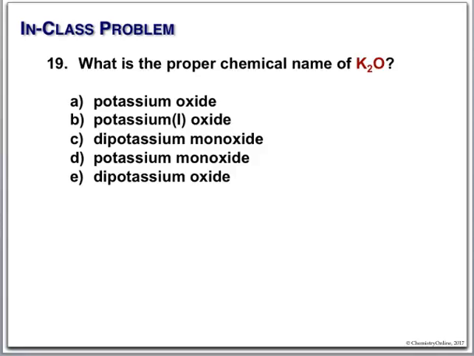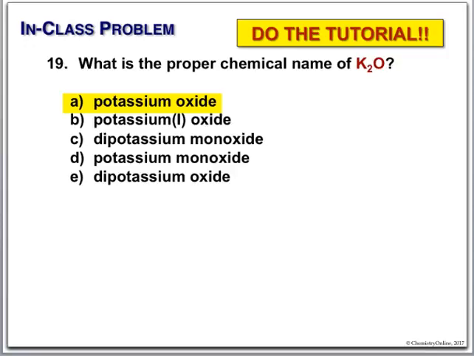So, this is really simple. All we have to do is name the elements. K is going to be potassium. O is going to be oxide. So which of these works? Well, potassium oxide obviously works. We don't need to show potassium 1 because it's not a transition metal. Dipotassium monoxide, nope, it's ionic. And dipotassium oxide, this is the correct name. Again, do the tutorial if you have any questions at all.